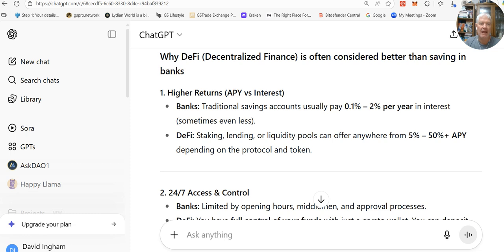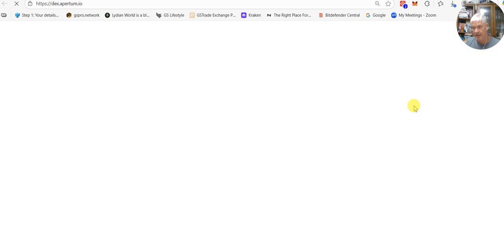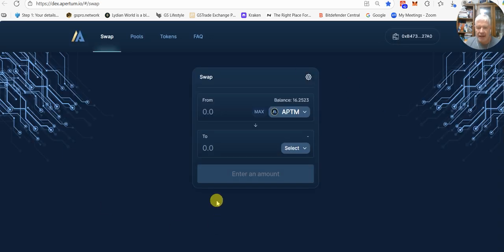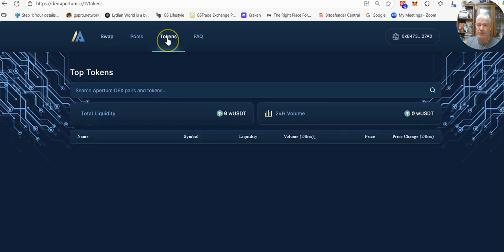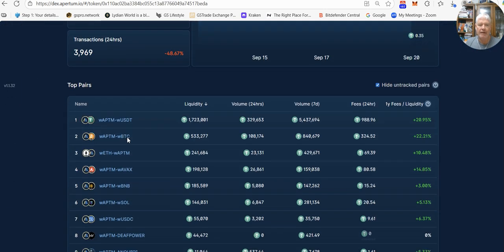When you register a DAO1 account, I will put instructions below in the video. Okay, all you need to do is just head over to the apps here, and you can head over to something called the DEX, which is our decentralized exchange. And here you can simply click on tokens, okay, because I want to show you. And then there's a pair, yeah, which is the APTM pair and the wrapped USDT pair. And look at the current interest rate on here.